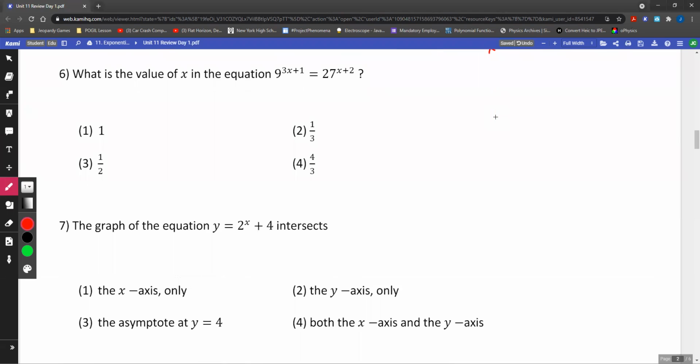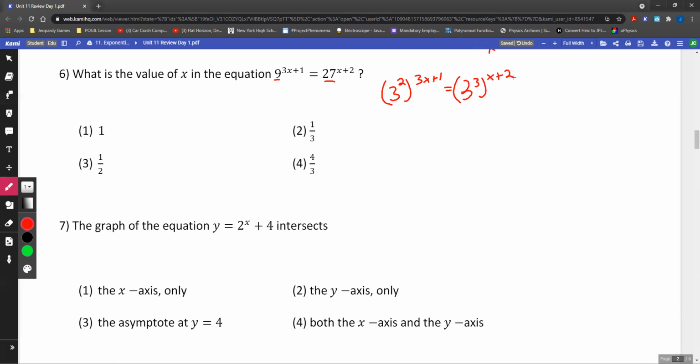Down to 6, finding the value for x. So again, same thing with the common bases. Here, I'm going to have to replace both the 27 and the 9. So this becomes 3 squared times 3x plus 1. And this becomes 3 cubed with an x plus 2 exponent.